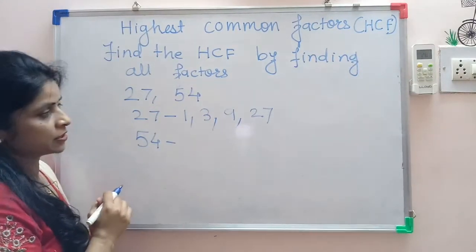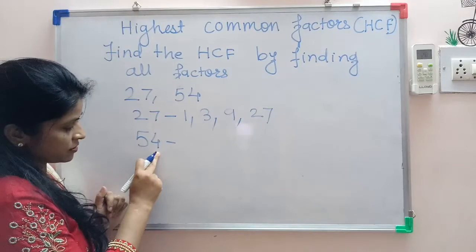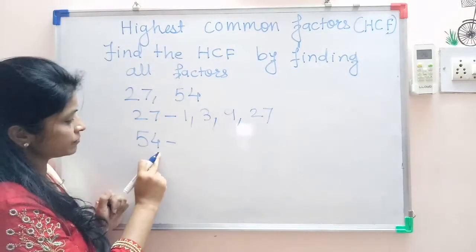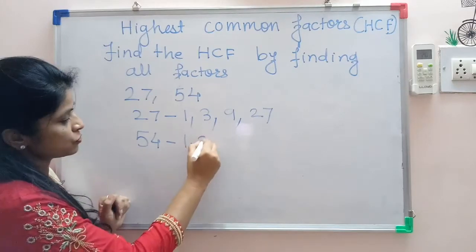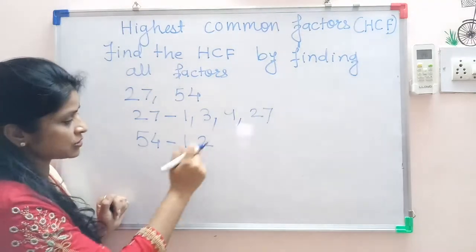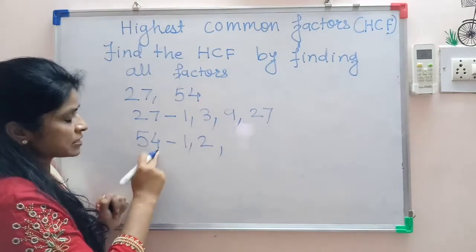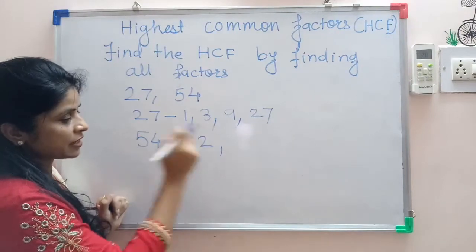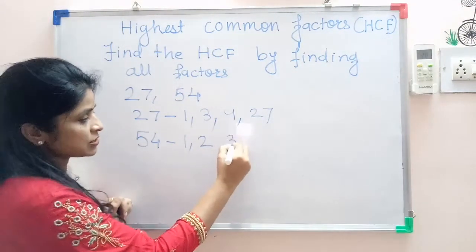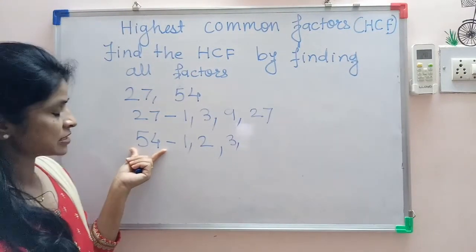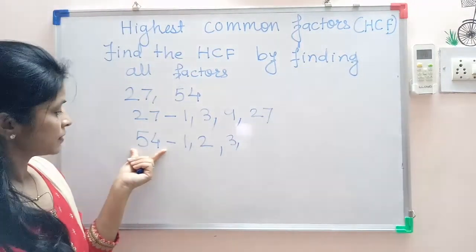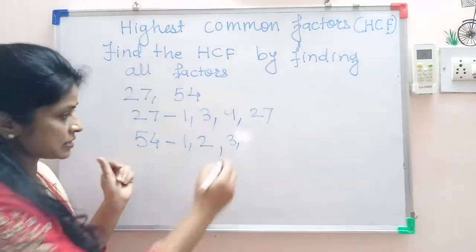After that we will list the factors of 54. Now let's see. 1 is the factor, 2, it is an even number, so 2 is also the factor. 5 plus 4 is 9, 9 is divisible by 3, so 3 is also the factor. 4 is not the factor, it is not divisible by 4. Not 5, 6 is also the factor.